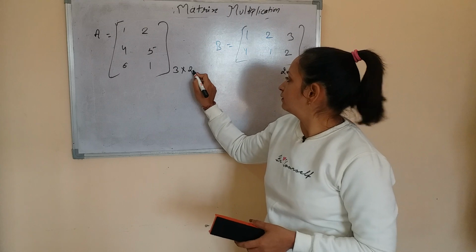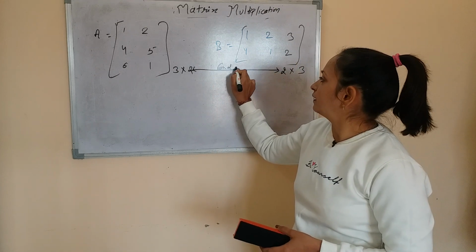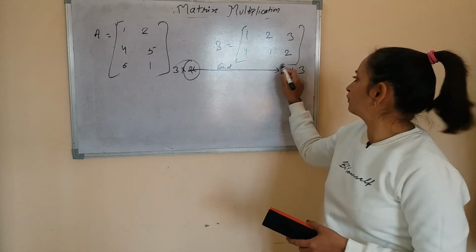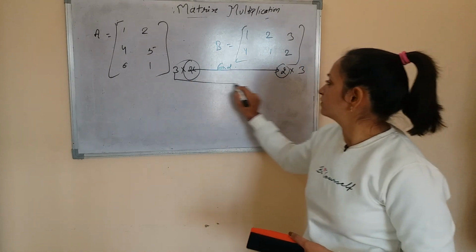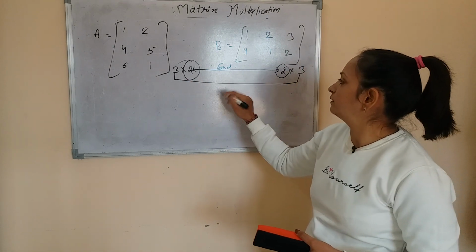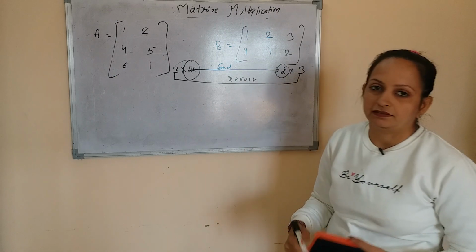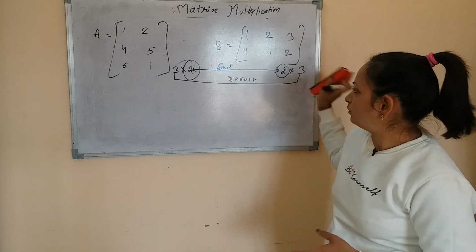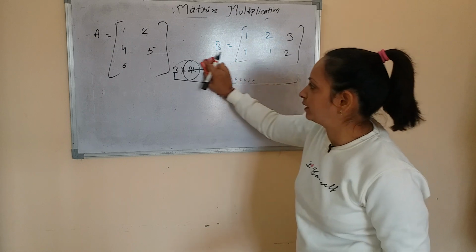So by looking at these values, we can say that our condition is satisfied, because the number of columns in the first matrix and the number of rows in the second matrix are the same. And what will be the answer? The answer will be a 3 by 3 matrix. This is my result, a 3 by 3 matrix. So till now the condition is satisfied and we can perform the matrix multiplication.